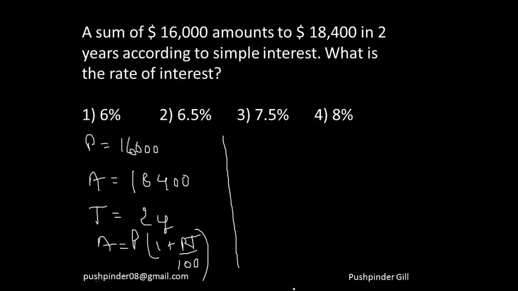This is the only expression that you need to remember in order to calculate the amount. That's pretty much more than enough. So amount is equal to principal 1 plus rate into time by 100. You know the principal, you know the amount, you know the time. Calculate it. All you need to calculate is the rate.